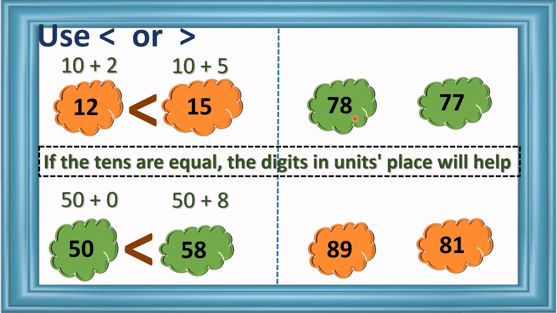Got this? Come on, tell me here. This is 78 and this is 77. 7, 7, they are same. So ignore that. Now, come to the unit place. This is 8, this is 7. Very nice. 78 is greater than 77. Nice. Here 89, 81. Correct. 9 is greater. Correct. So 89 is greater than 81. I hope you understood how to use the smaller than and greater than symbols. Right?